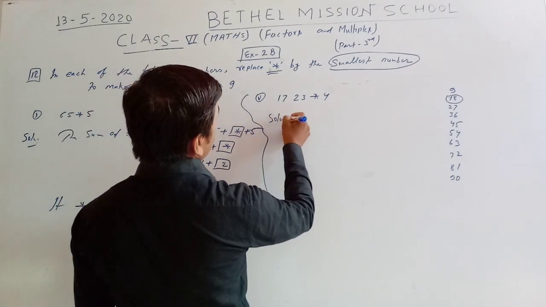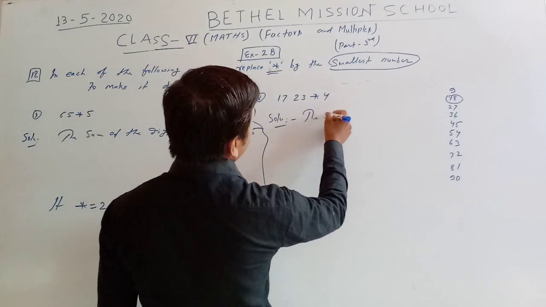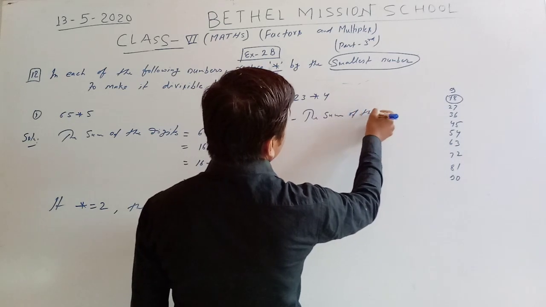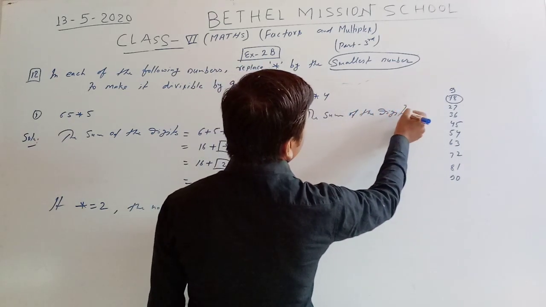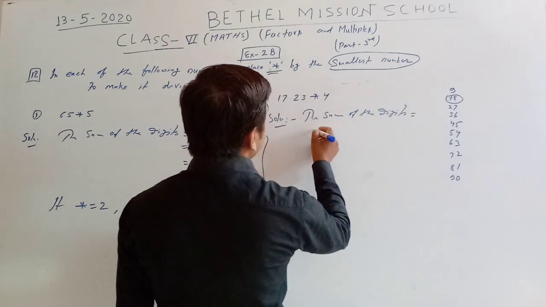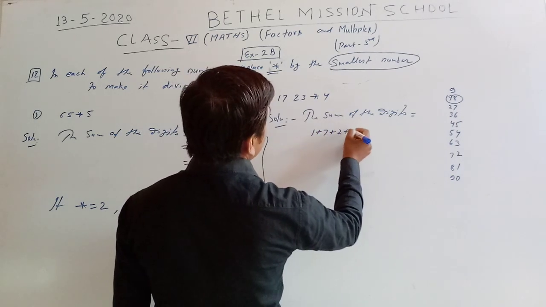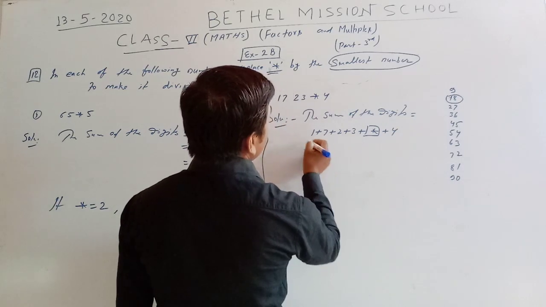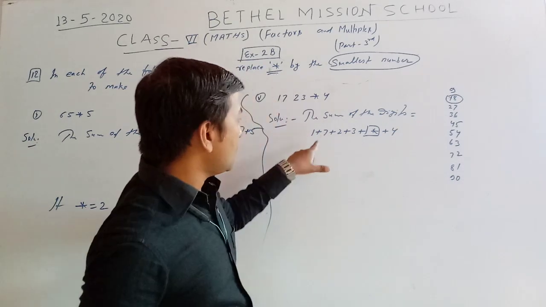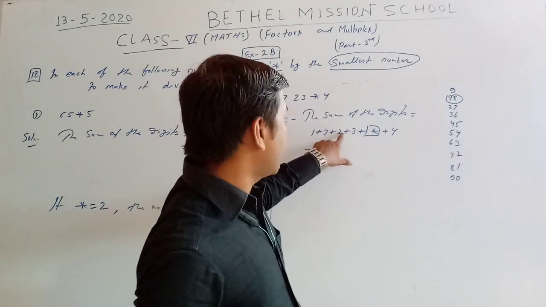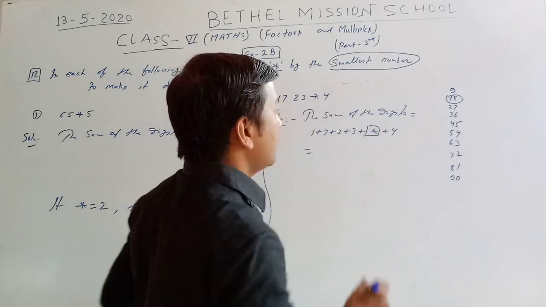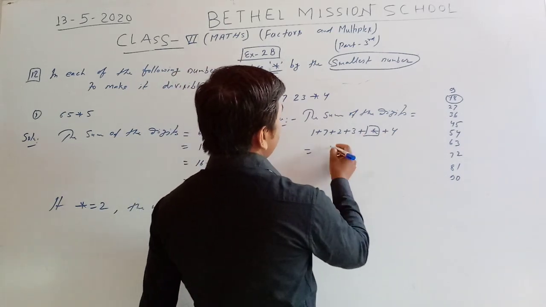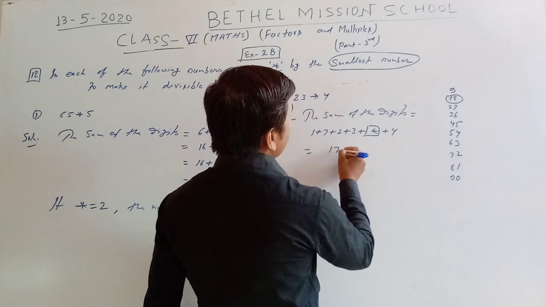First we have to find the sum of the digits. Sum of the digits: 1 plus 7 plus 2 plus 3 plus star and 4. So this is 7, 1, 8, 10, 13 and 4. It becomes 13 and 4, 17.